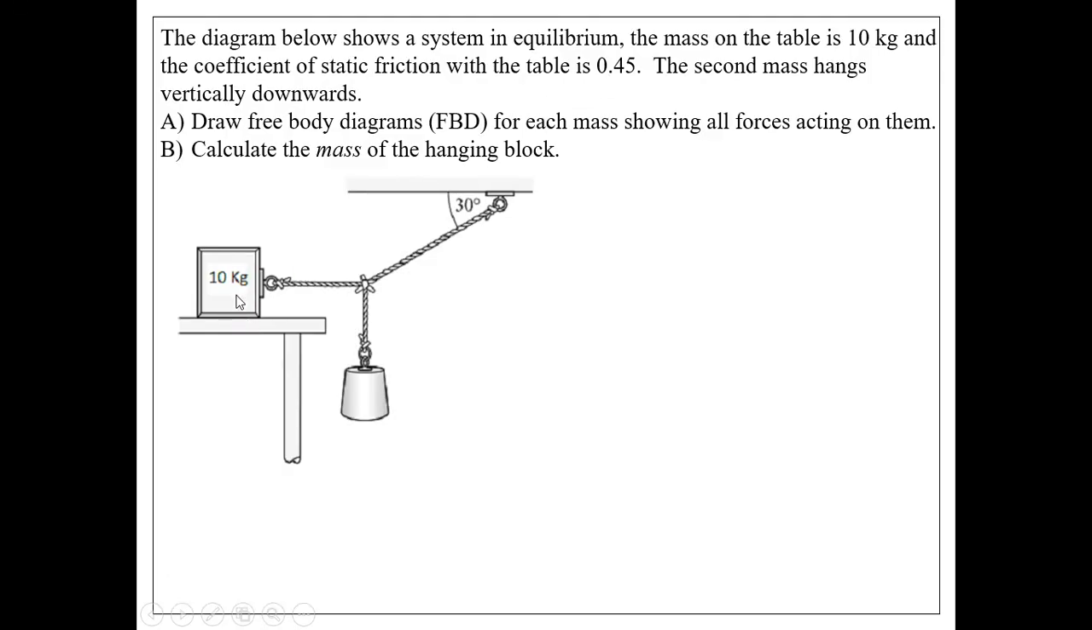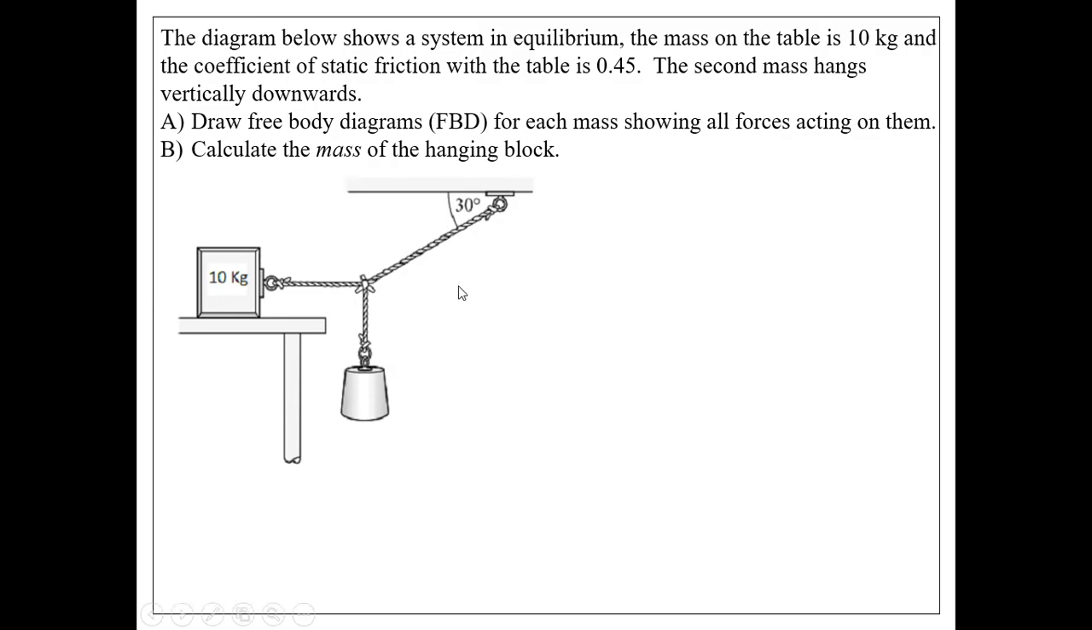The mass here is 10 kilograms. The mass of the hanging object here is unknown. It wants us to do a couple of tasks: draw the free body diagram, and then calculate the mass of the hanging block here. All right, so let's go ahead and do part A. To do part A, just draw your forces out, identify what's present and what's not present.